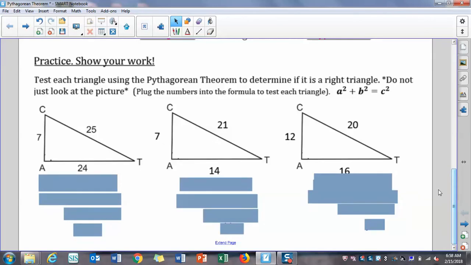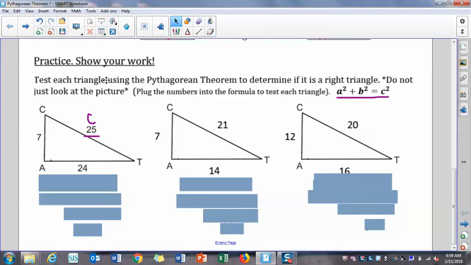Now let's look at some triangles below. Here we want to test each triangle using the Pythagorean theorem to determine if it's a right triangle. Do not just look at the picture. Looking at these pictures, it looks like a right triangle, but we want to use a squared plus b squared equals c squared to determine if this truly is a right triangle, if the lengths of each side are correct. So here we have 7, 24, and 25. Again, the longest side of the triangle is going to be our hypotenuse. In other words, that's going to be our c.